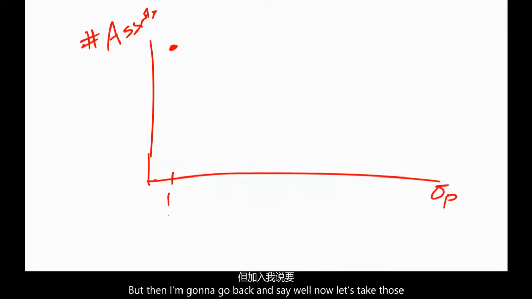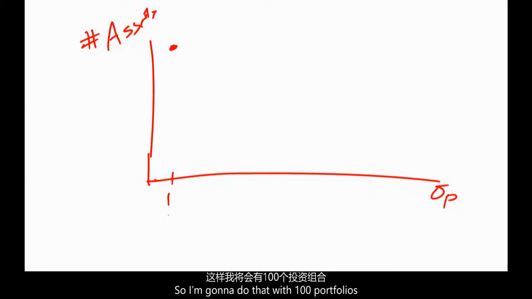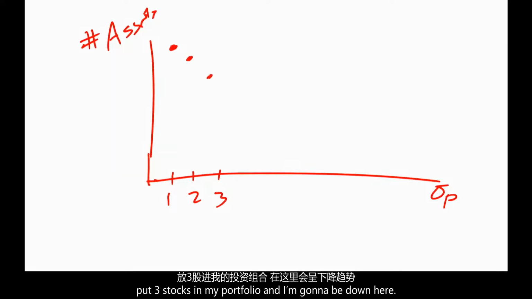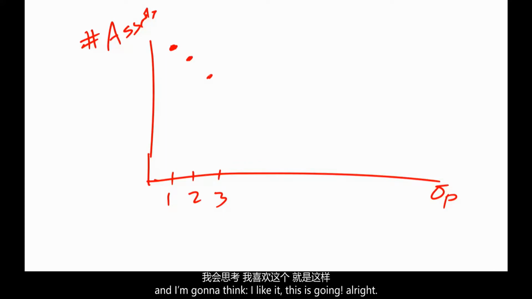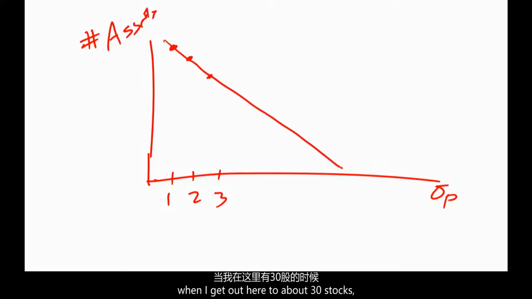But then I'm going to go back and take those and combine them into two-stock portfolios. So randomly choose two stocks, put them together. I don't know what the correlation coefficient is between those two, but I know it's less than 1. I'm going to do that with 100 portfolios, follow them for 60 years, and find the average standard deviation. If I have 2 stocks in my portfolio, I'm going to be down here, right? Then I'm going to put 3 stocks in my portfolio, and I'm going to be down here. After I do 3, I think, I like where this is going, because it looks like when I get out here to about 30 stocks, I will have gotten rid of all of my risk.